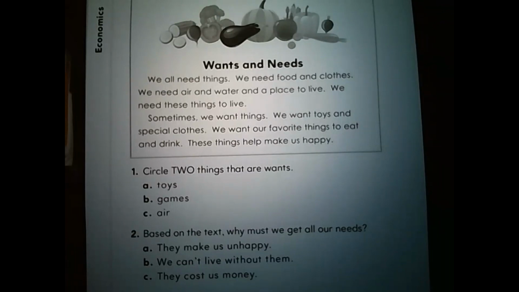And then number 2, based on the text, why must we get all our needs? Our choices are: they make us unhappy, we can't live without them, and they cost us money. I'm going to read the question again. Based on the text, why must we get all our needs? Why are our needs so important? Think about that when you answer this question. It's a really, really good question too.